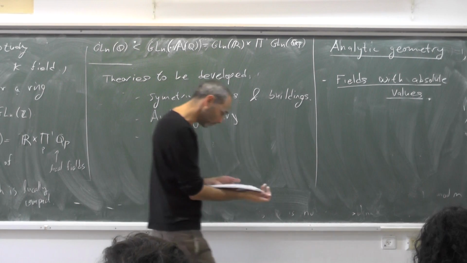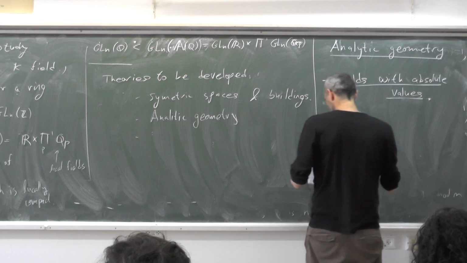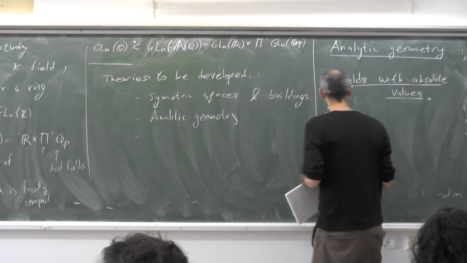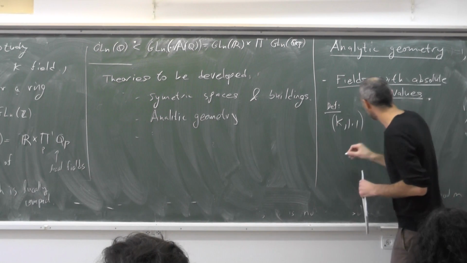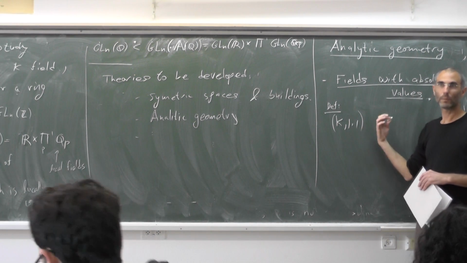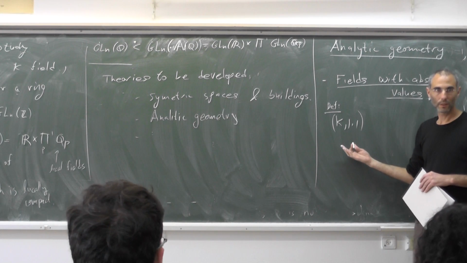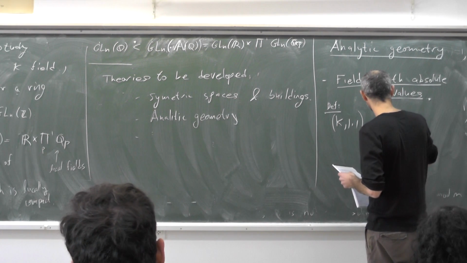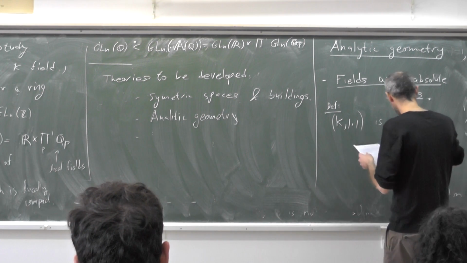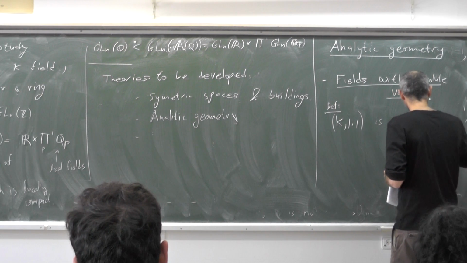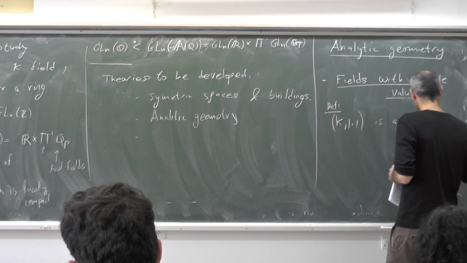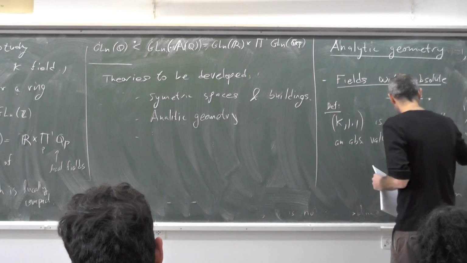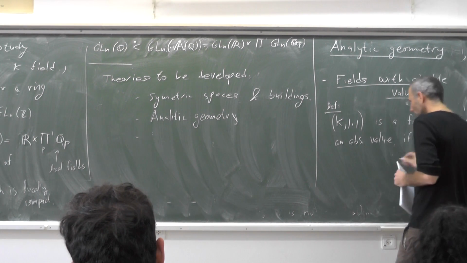What is it that I'm assuming? Here's the thing. But actually, if you haven't seen what I'm saying now and you want me to expand, please ask and I will explain later. Okay? K is a field with an absolute value if K is a field.